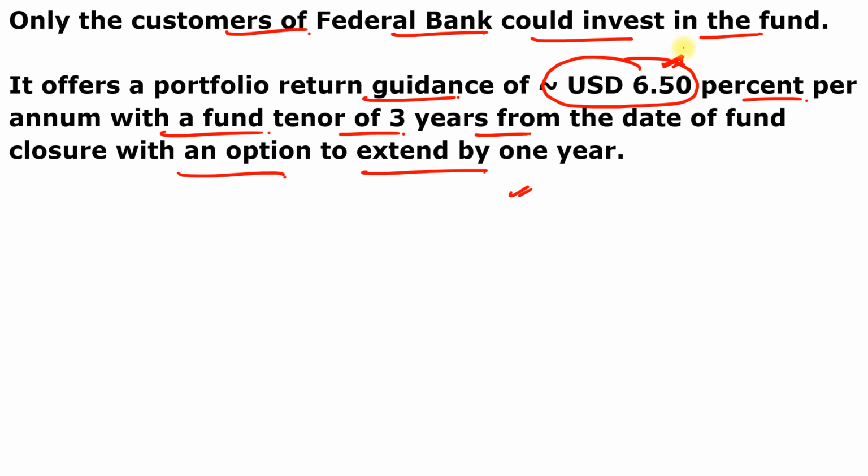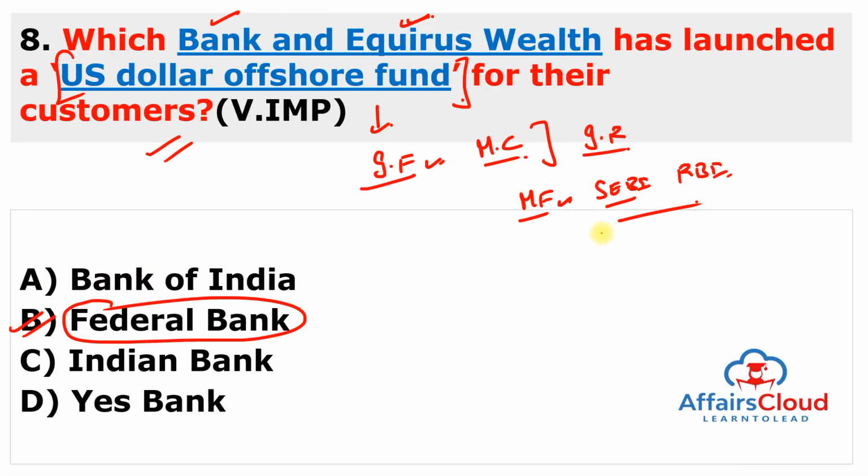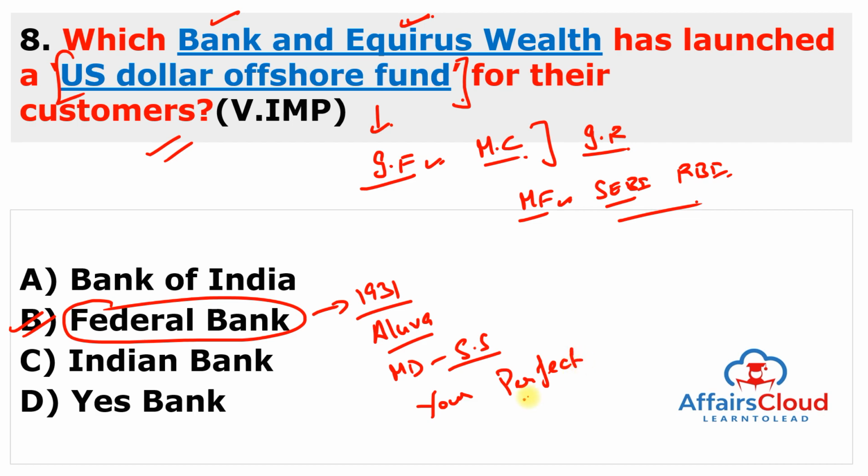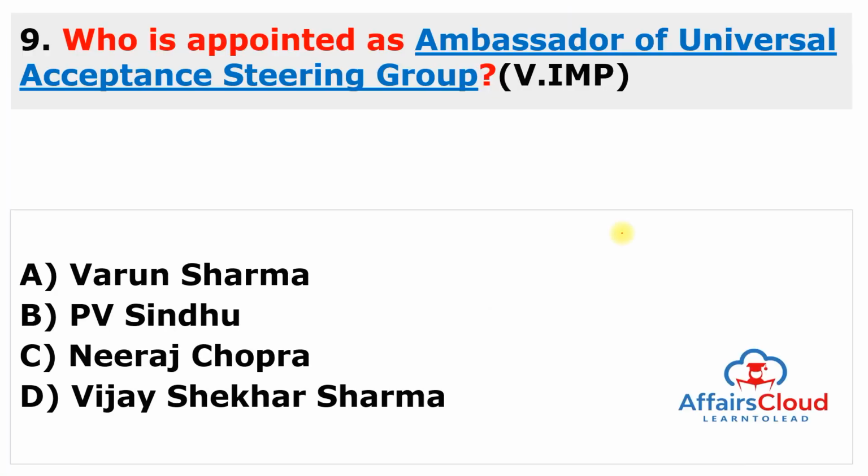And remember, the portfolio is managed by a highly skilled team with a cumulative experience of over 70 years in managing investments of over 50 billion USD. And the fund has been jointly designed with inputs from the Equirus and Federal Bank teams. But here the bank is very, very important, the Federal Bank. So remember, it was established in the year 1931 and its headquarters is in Aluva. Aluva is in Kerala, and its MD and CEO is Shyam Srinivasan, and the tagline is Your Perfect Banking Partner. Moving to the next question.